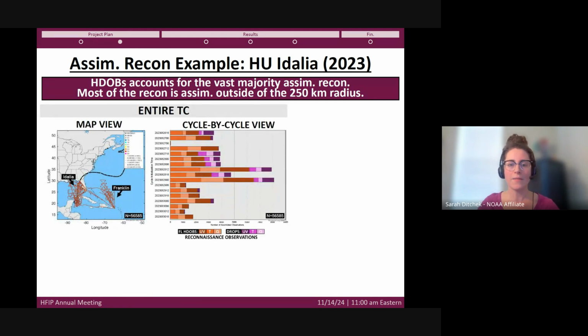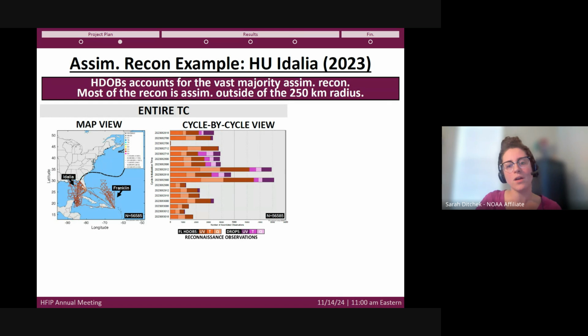So first, let's talk about the entire TC. What you're seeing on the left is a map view graphic. This is the assimilated recon, and on the right is a corresponding graphic depicting how much recon was assimilated in each cycle. Reds are HD obs, purples are dropsondes, and in total, we assimilated over 56,000 recon obs during cycles of Idalia. 81% of those were from HD obs.